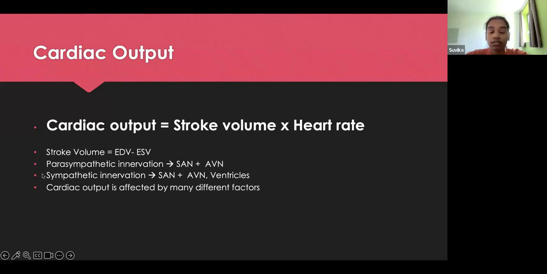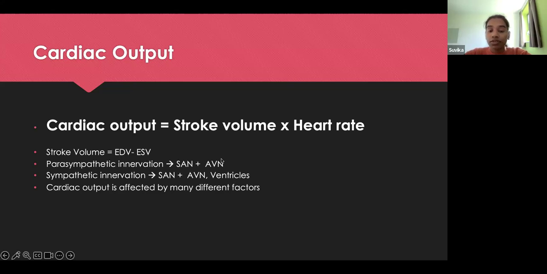Main ones are innervation, so the neural supply to the heart. It's got both the parasympathetic and the sympathetic innervation, which are essentially branches of the autonomic nervous system, because the heartbeat and heart contraction is kind of an automatic function. We don't have voluntary control over it.